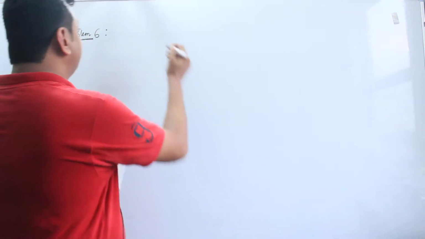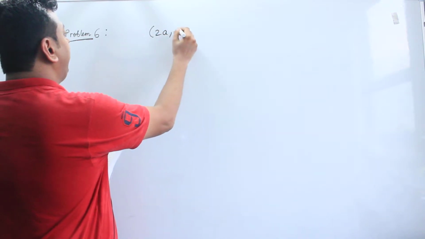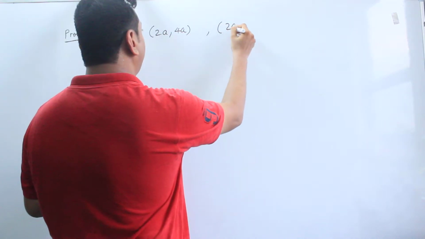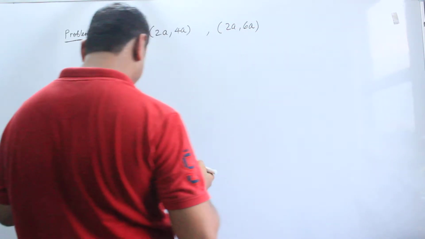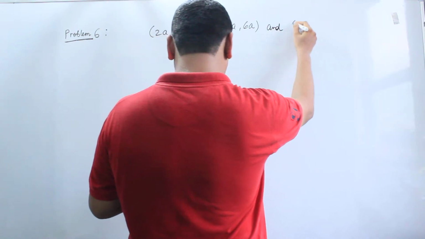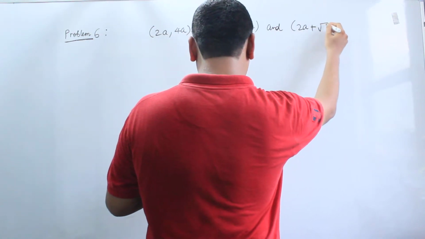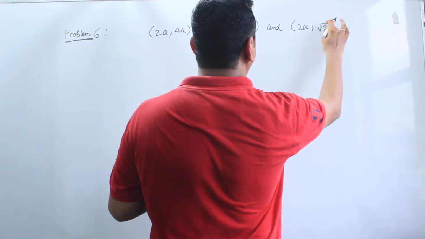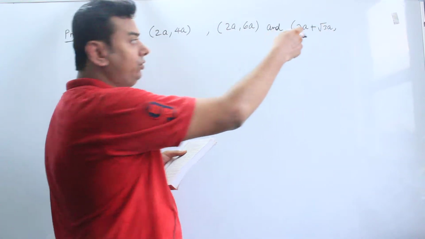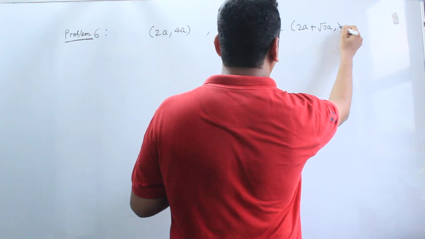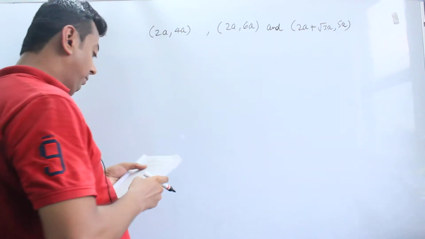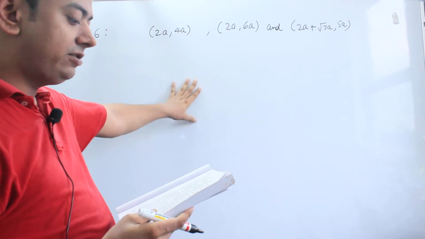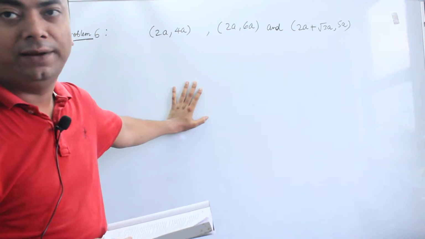Prove that the points (2a, 4a), (2a, 6a) and (2a + root 3 a, 5a), where a is outside of the root, are the vertices of an equilateral triangle whose side is 2a.